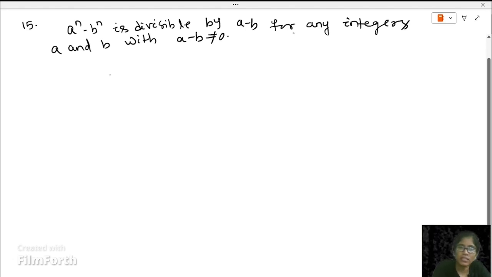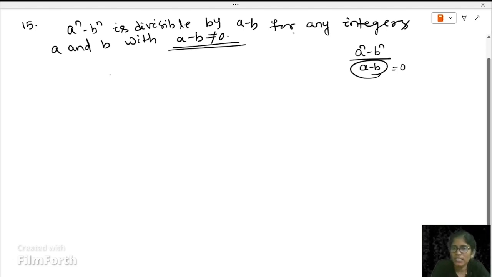Listen, why is it mentioned here that a minus b is not equal to 0? When we divide a to the power n minus b to the power n by a minus b, if a minus b equals 0, then something divided by 0 does not exist. So the denominator cannot be 0. Okay.